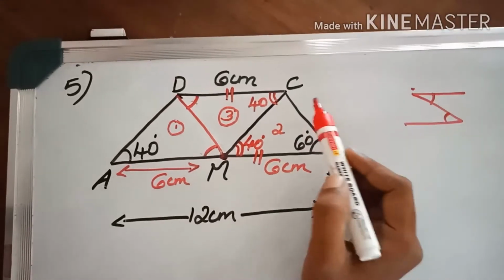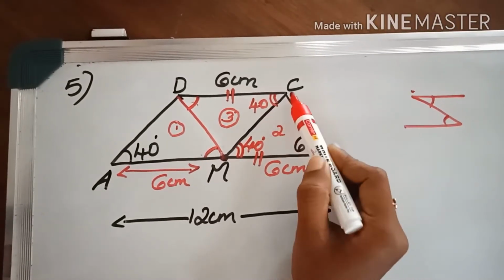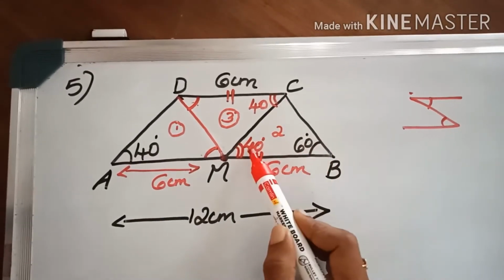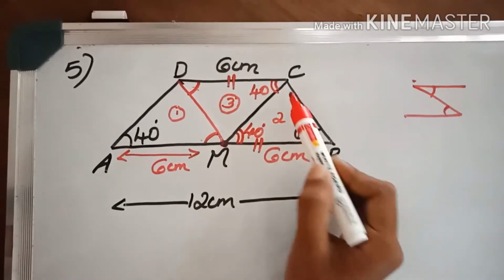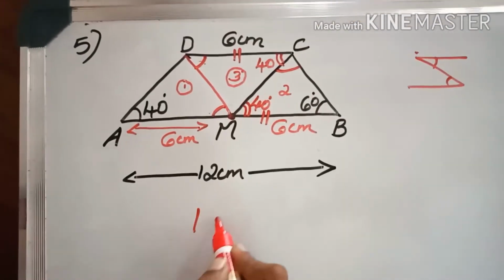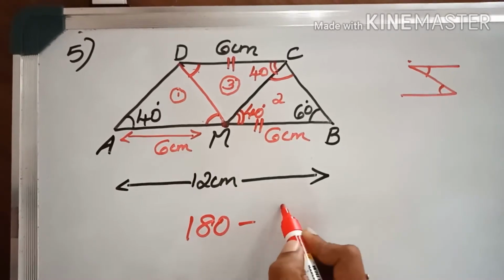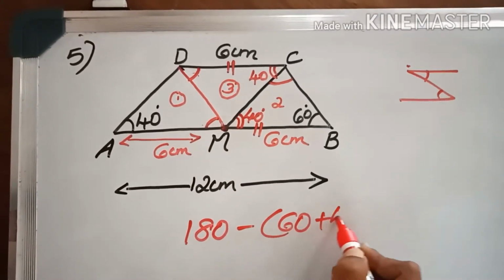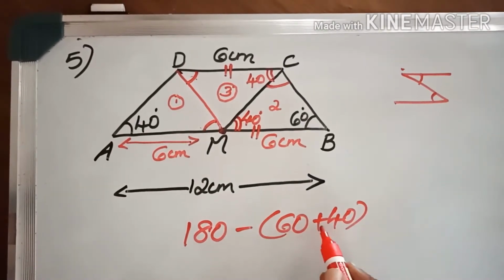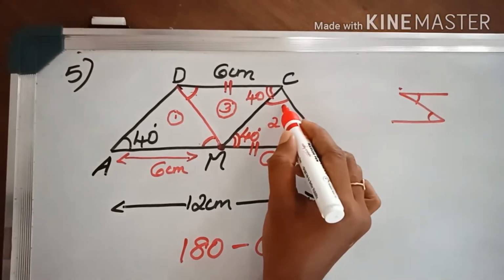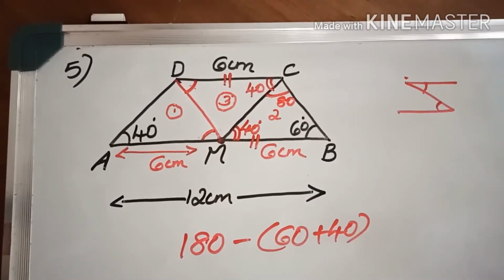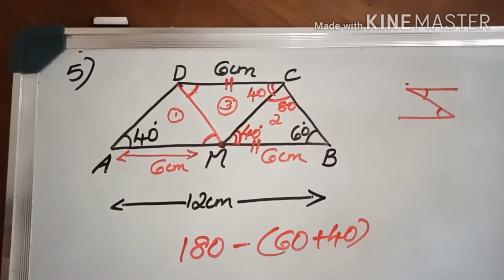Next, we can find this angle. When we consider the second triangle, one angle is 60 degrees and the second angle is 40 degrees. So in order to find the third angle, what will we do? 180 minus (60 plus 40). So 180 minus 100, that is 80 degrees. So this angle is 80 degrees.